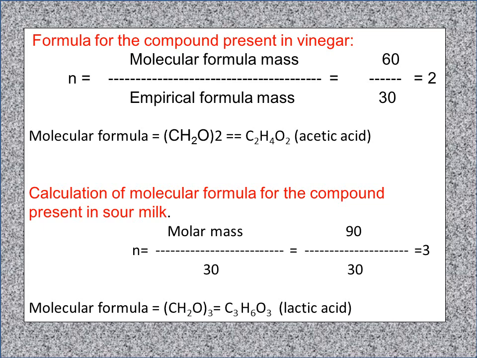Same way, calculation of molecular formula for the compound present in sour milk. They have given you the molar mass of the compound present in sour milk as 90. So divided by empirical formula mass calculated as 30, 90 by 30 will give you 3. Now molecular formula is nothing but empirical formula into N. So empirical formula is CH2O, you multiply by 3. You have C3H6O3, which is nothing but lactic acid.